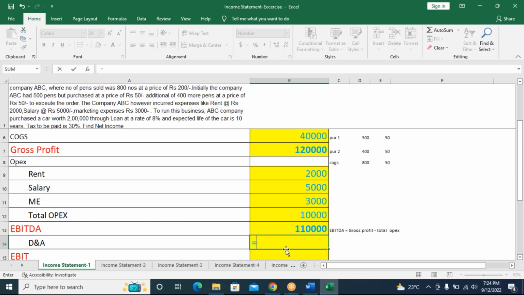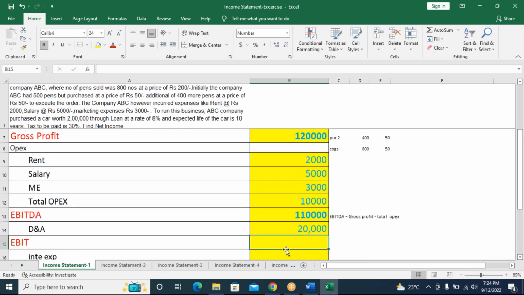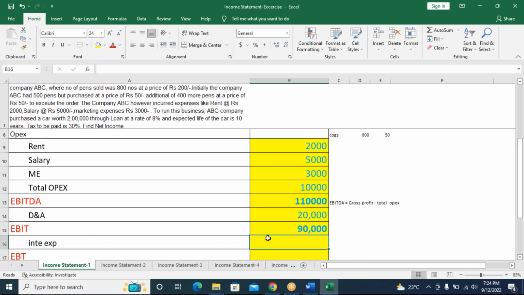So how am I going to do it? Is equal to 2 lakh divided by 10. So what is the depreciation? 20,000. How I calculated: 2 lakh divided by number of years, that is the value of the car divided by the number of years they have given. So now EBIT, that is earning before interest and tax, is equal to EBITDA minus my depreciation. So this is my EBIT.